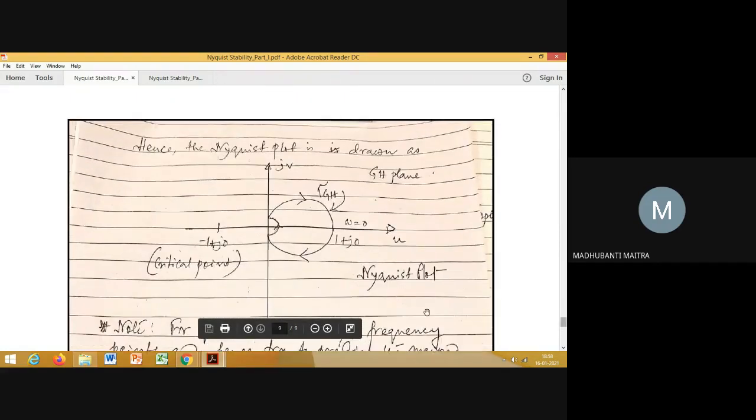So the Nyquist plot, once again, we have drawn the Nyquist plot, and this is our critical point. From this plot, it's clear that the GH contour, or the Nyquist plot, is not enclosing the critical point, not encircling the critical point, and hence the number of encirclements of the critical point by GH is equal to 0. That means n is equal to 0.